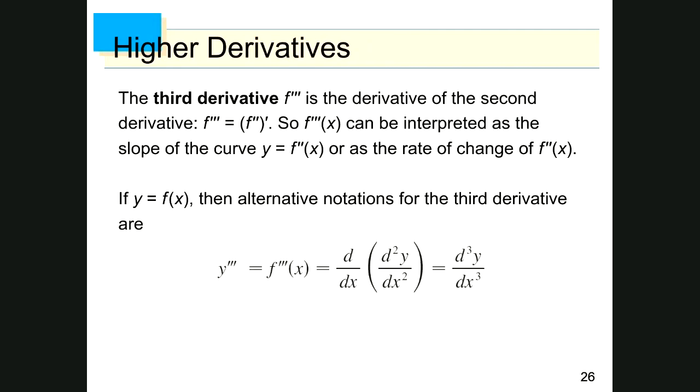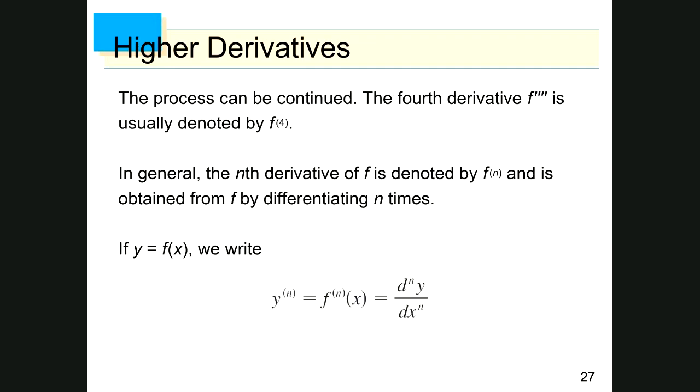All right, this is a higher derivative. There we see f triple prime for the third derivative. This is just d cube y over dx cube. It can keep going on and on forever. You can have fourth derivative, fifth derivative, and so on. This is now the nth derivative, where n can be any positive integer value.